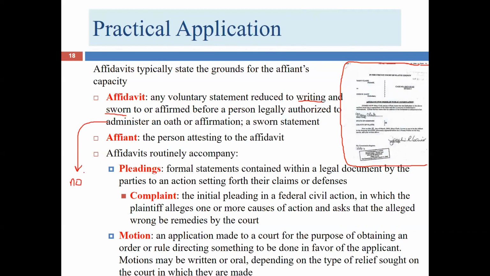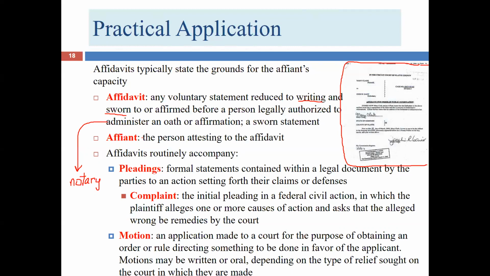Doesn't have to be. There's other people it can be, but I'd say 95 times out of 100 or higher, it's going to be a notary, which is oftentimes the paralegal. It's basically, at the end of the day, a sworn statement. The person who swears it is the affiant.